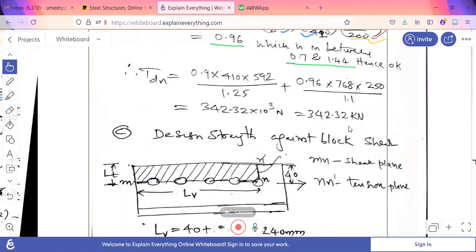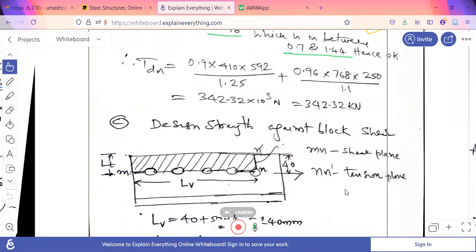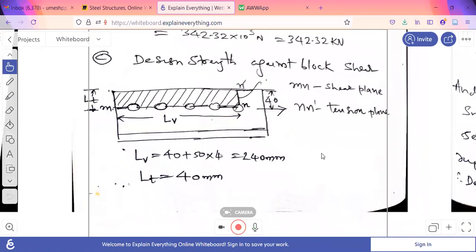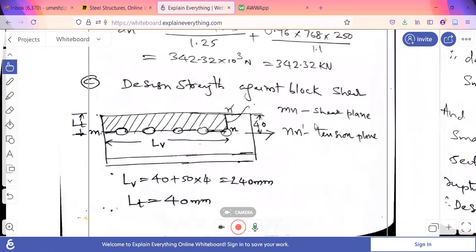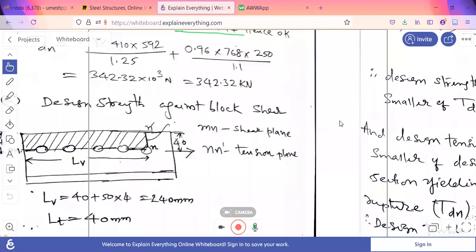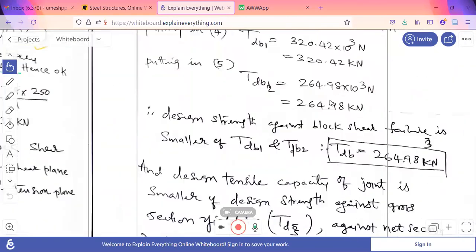Only one calculation is left. So another 5-10 minutes, and I will stop today's class. I have already explained shear planes and tension planes. You have to calculate shear and tension planes using this formula, TDN. Shall I stop it now? Because this is already done. Here, these notes I'll share.